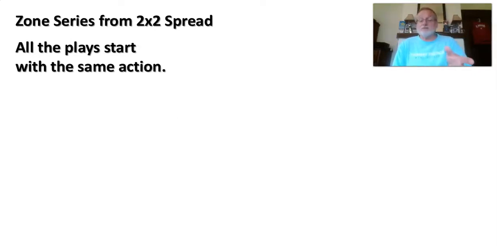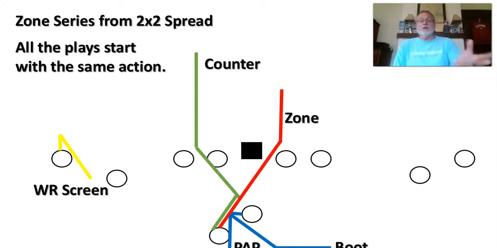All right, zone series from 2x2 spread. All the plays start with the same action. Y'all want to give some love to the spread guys. All right, look here. You got your zone. You got inside zone. Okay, I drew everything like that one way. Inside zone. Then you got your counter off inside zone. And you may not run it that way. That's fine. Okay? Then you got your play action pass and your boot.